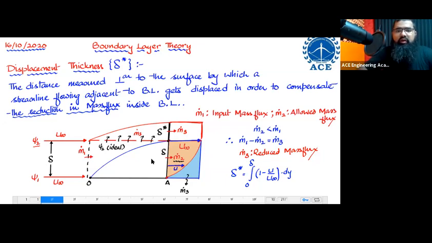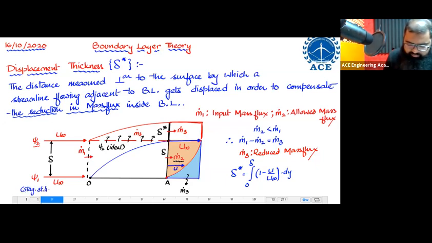Okay, very good. What is the path of Psi1? Someone is asking. Regarding Psi1, please remember Psi1 will get stagnated at point O. Psi1 over here is the stagnation streamline.